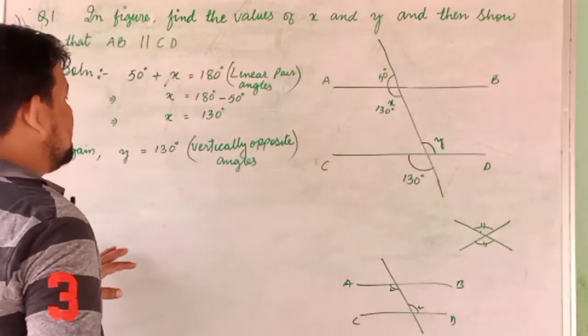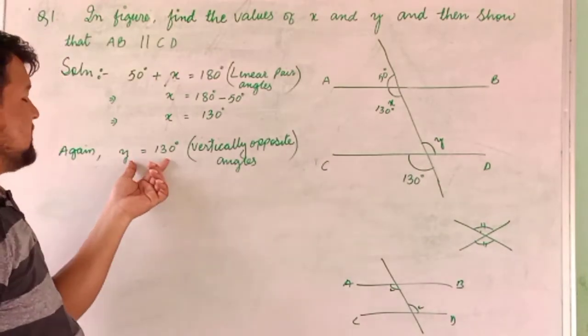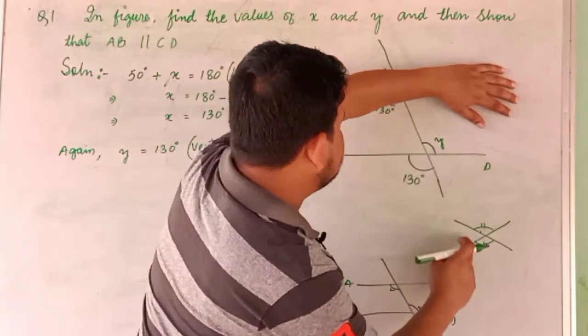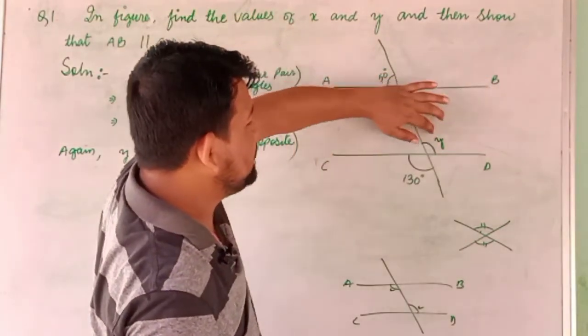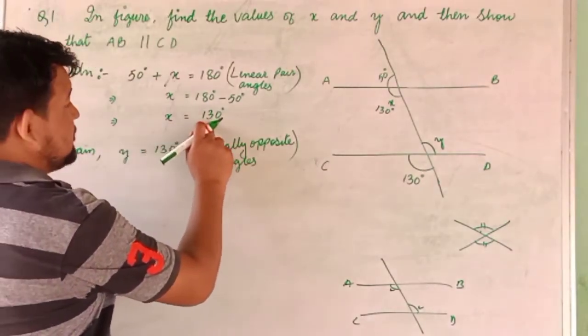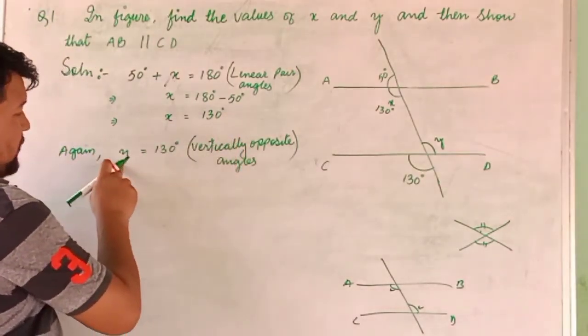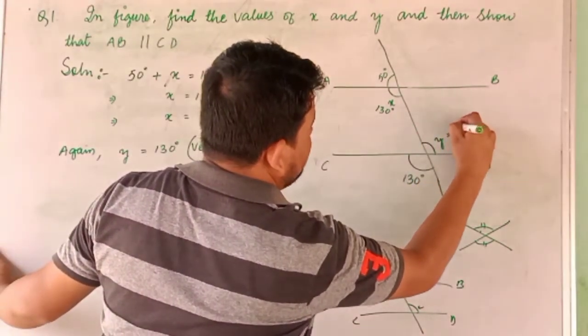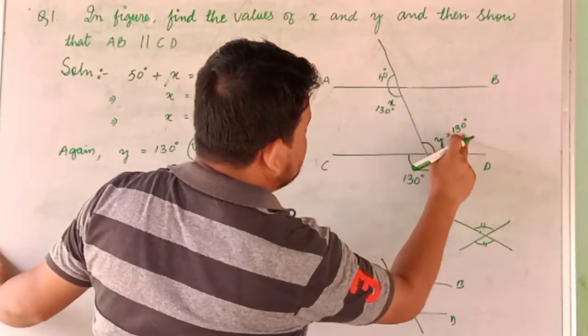Okay, the vertically opposite angles property is giving us the guarantee that angle y will be equal to 130, because we are looking here, two lines are intersecting each other here, so they are vertically opposite angles. Am I right? So now we have got what here. See, the value of x is equal to 130 degree and the value of y is also equal to 130 degree. See, both are 130, 130.